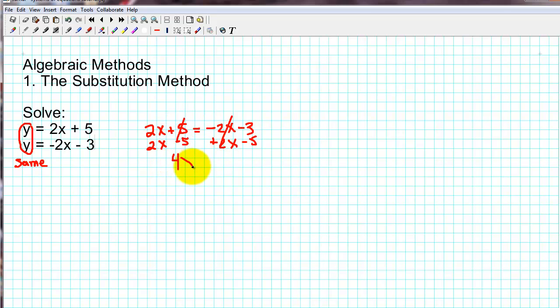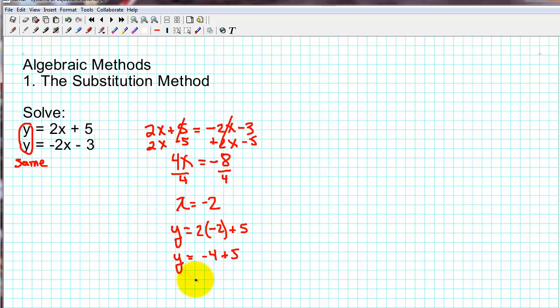So we have 4x equals negative 8. We'll divide by 4, and we get x equals negative 2. Now that's the x value at the solution point for these two equations. We need to calculate the y, so we need to take either of our original equations and substitute in the x value that we just found, so that we can find our y value. So here I get negative 4 plus 5, or y equals 1.